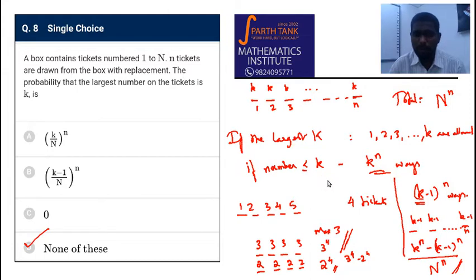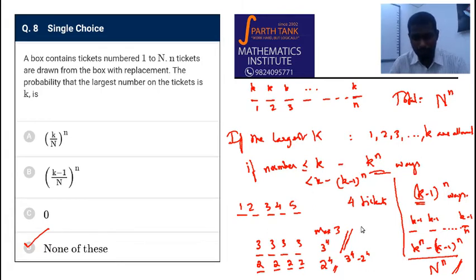From that you have to eliminate everything that has only numbers less than k. If a number is less than k, that is (k minus 1) power n. Less than or equal to k, k power n. Less than k, (k minus 1) power n. Now if you subtract these number of ways from here, you will have at least one k here. So the greatest number would be k.